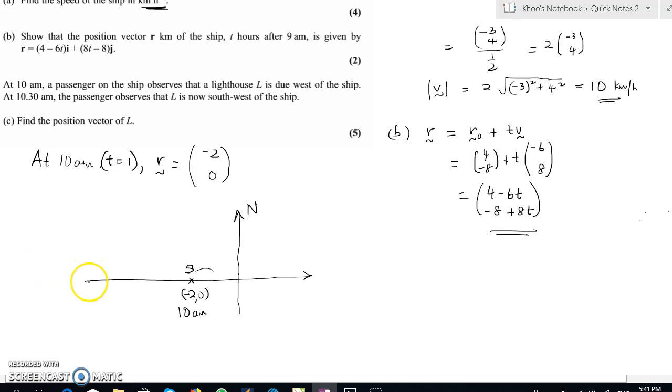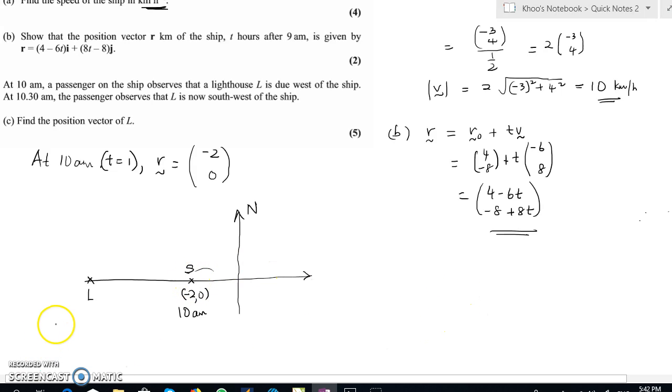And you observe a lighthouse over on the west side. Alright, you see? L is on the west side. How far we don't know. The only thing we know is that it is on the west when the ship is in this position at 10 a.m.